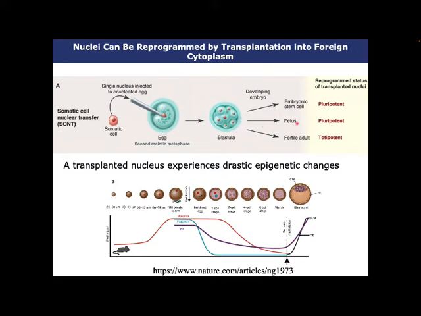Sometimes it can develop its own patches, and in very rare cases, such as amphibians, these blastula can develop into a fertile egg, which means totipotent. So those cells can become any part of the body, including the extra-embryonic tissue. An interesting thing is that the transplanted somatic nucleus experiences very drastic epigenetic changes.